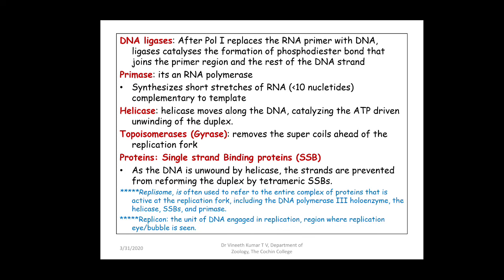Next is the protein. There is only one major protein which we will be discussing in this topic, that is the single stranded binding proteins, or SSB. As the helicase unwinds the DNA, there are chances that the complementary strands form hydrogen bonds again and come together. Our intention is that they should be separated and a new strand synthesized for both. So for that, these proteins bind to the DNA and keep the strands separated, preventing them from reforming the duplex.